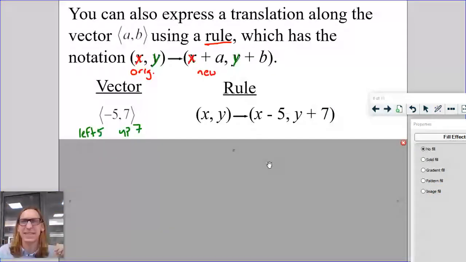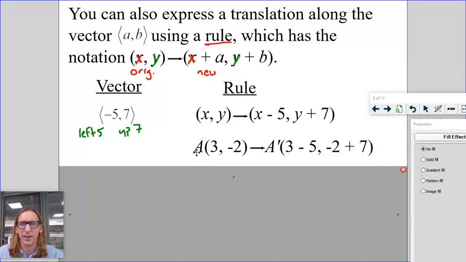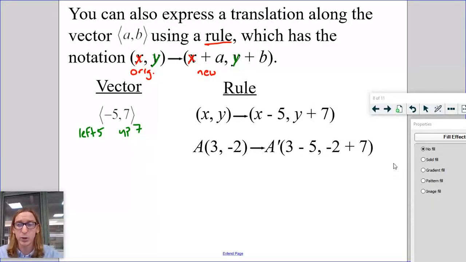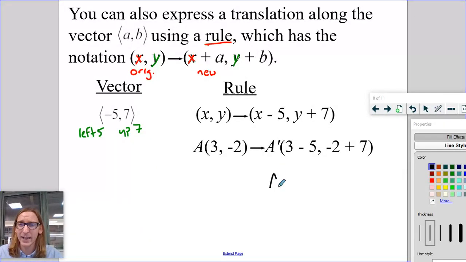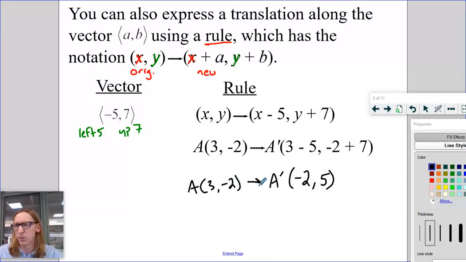To show you with an example here, let's say I have this point, (3, -2), and I wanted to follow this rule right here. Well, I would take the X coordinate, which is 3, and subtract 5 from it. I would take the Y coordinate, which is -2, and add 7 to it. That tells me the new location for A. We would call that A prime. 3 minus 5 is -2, and -2 plus 7 is 5. So the original point A was here, and then it was transformed into this new point, A prime, which is right here.